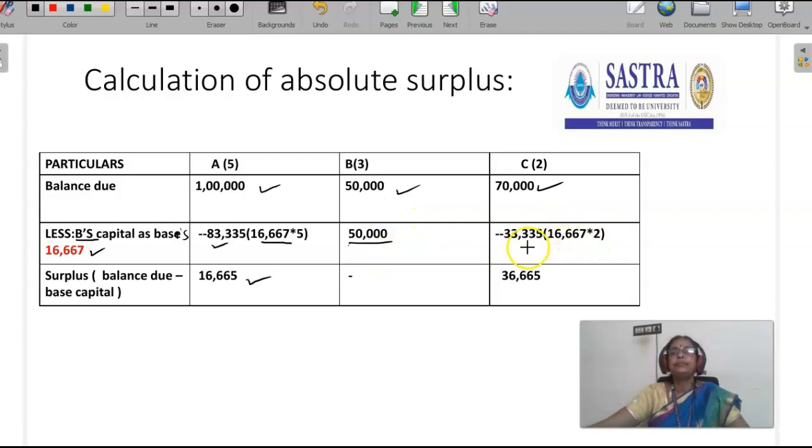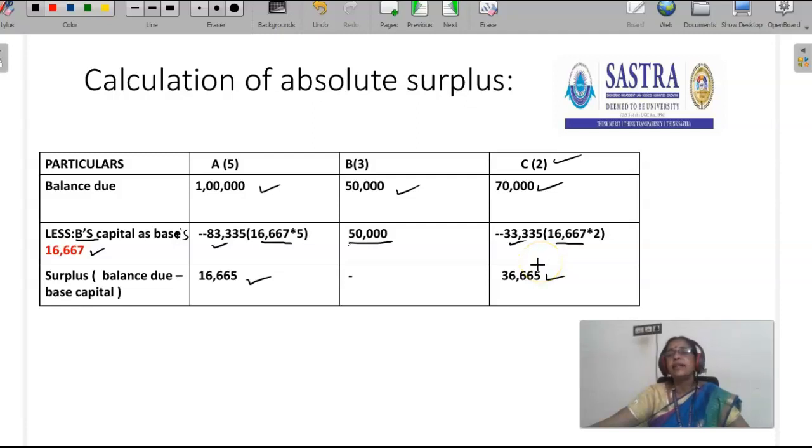Then go to C. 16,667, his share is 2. So 16,667 into 2 is 33,335, but he brought 70,000. So the excess amount, that is called surplus, is 36,665. So 1 lakh minus 83,335 is 16,665. Here 70,000 minus 33,335 is 36,665. So between A and C, we have to find out the absolute surplus.